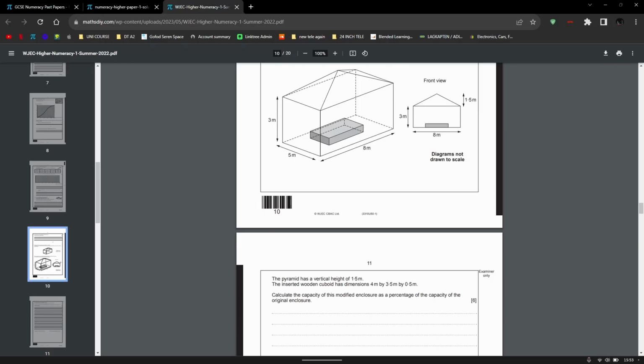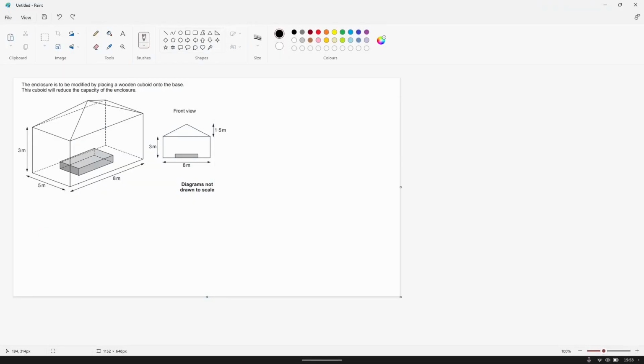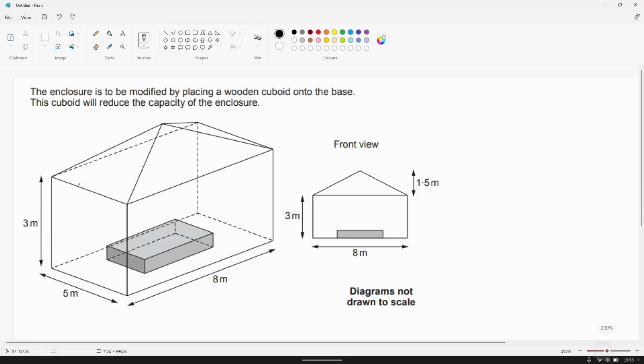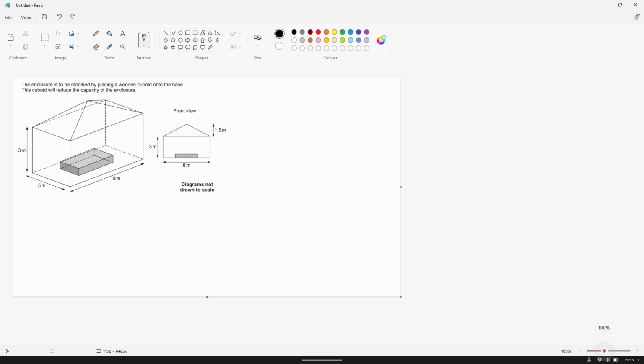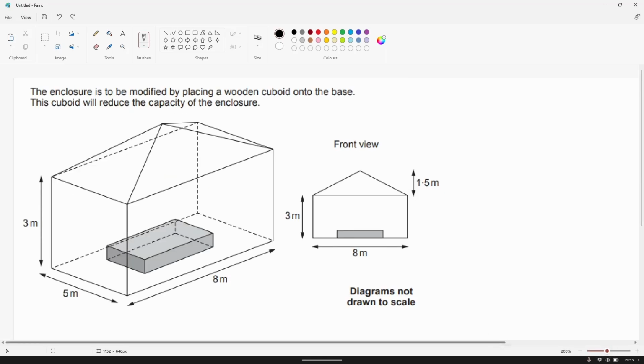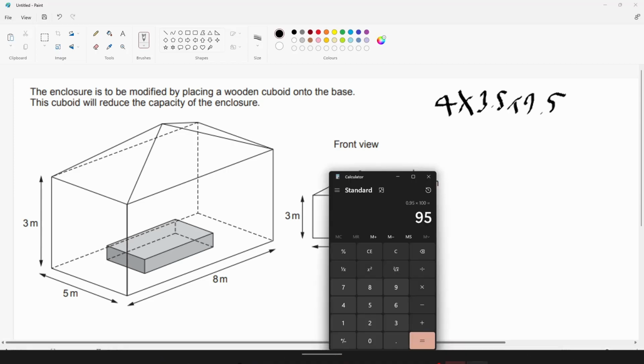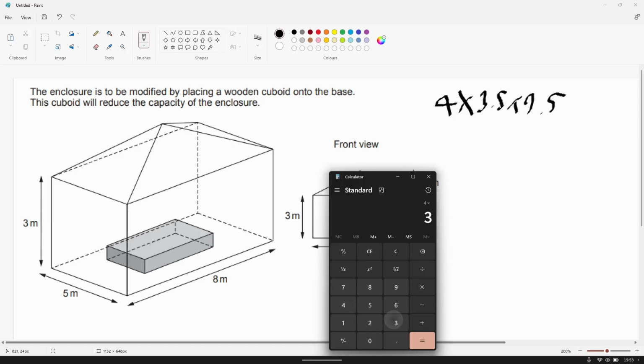So we've got the measurements here for this inside cuboid. I'm just going to write those down really quick. So that's 4 times 3.5 times 0.5, I think it was. Pretty difficult, this, isn't it? Okay, I'm just going to write it down here. 4 times 3.5 times 0.5.